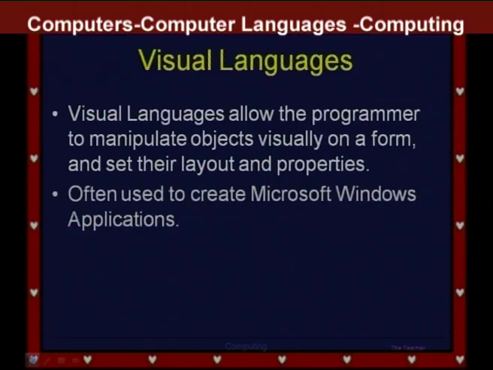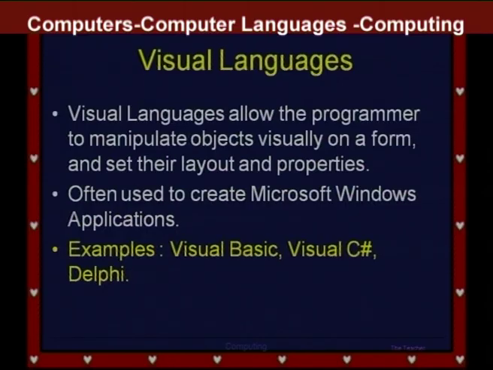Visual languages allow the programmer to manipulate objects visually on a form. Examples of visual languages are Visual Basic and Visual C++, which work under visual languages. It allows the programmer to manipulate objects visually on a form or set the layout of properties. These are example programs developed using a visual language.